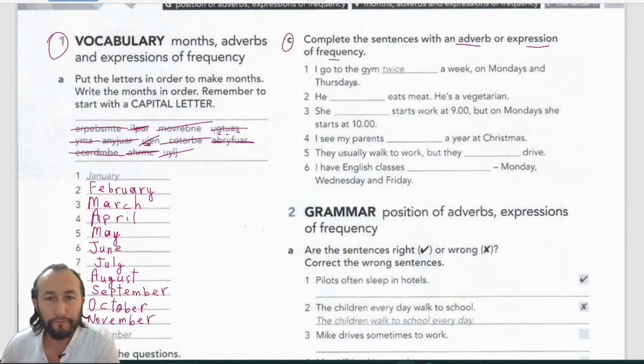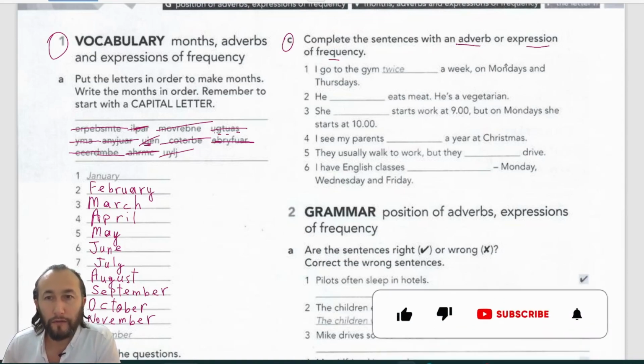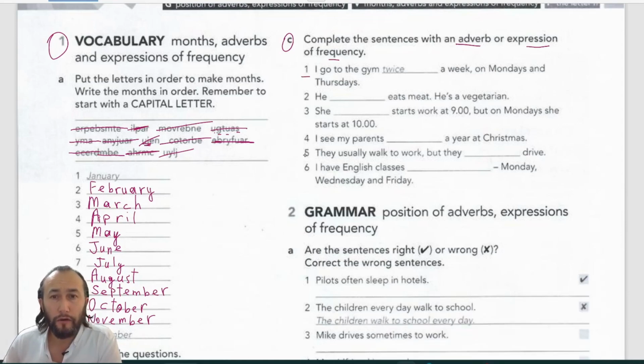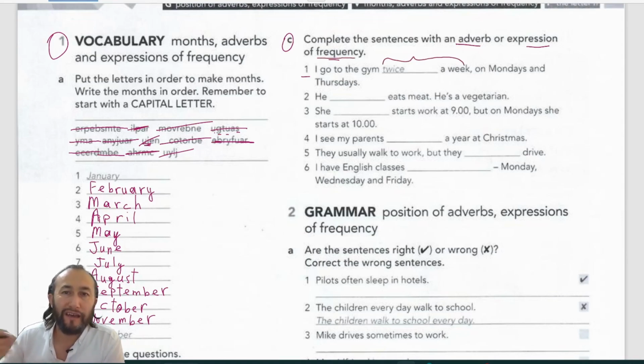Right, now we're going to do that. So that was a general, brief explanation about the difference between adverb of frequency and expression of frequency. So now we're going to get down to number 1, which is done. I go to the gym twice a week. So you see, twice a week, that is an expression of frequency. What does frequency mean? Frequency means how often.